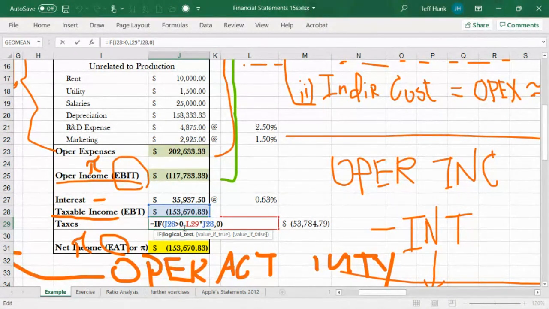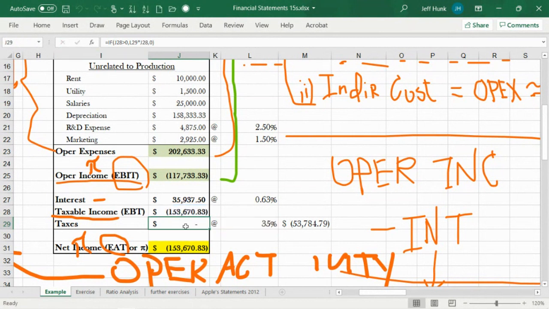Put zero there. Otherwise means the opposite case, which is when taxable income is zero or negative, right? The conditional statement is: if J28, the taxable income, is positive. That's the conditional clause. The first comma means then this is what you do. The second comma means otherwise. So if it is negative or zero, then just leave it as zero.